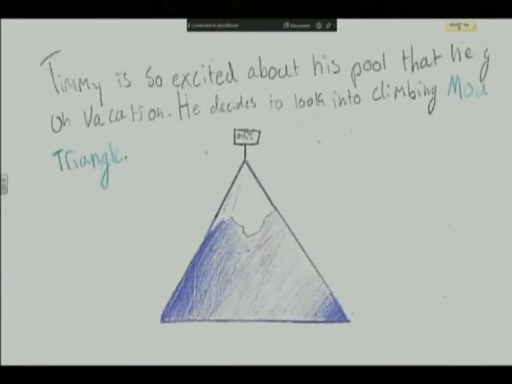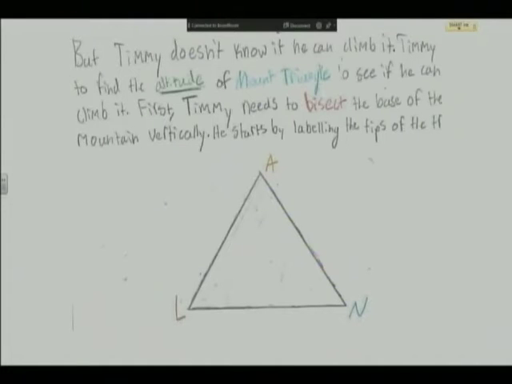Timmy is so excited about his pool that he goes on a vacation. He decides he wants to climb Mount Triangle. But Timmy doesn't know if he can climb it. Timmy wants to find the altitude of Mount Triangle to see if he can climb it. First, Timmy needs to bisect the base of the mountain vertically. He starts by labeling the tips of the triangle A, L, and N.